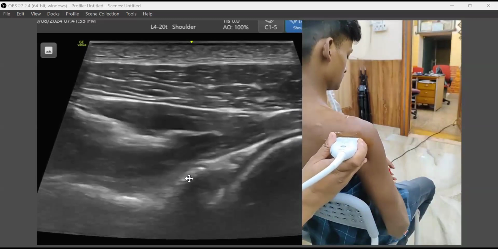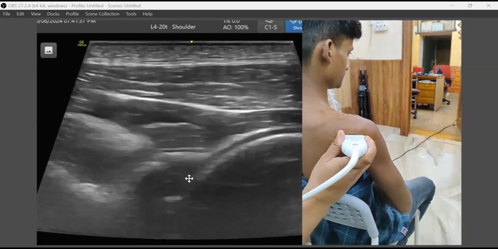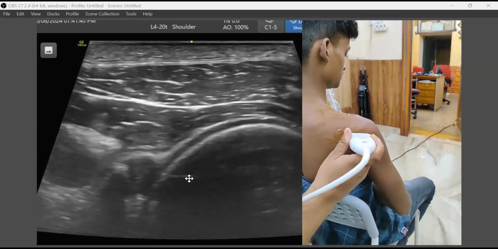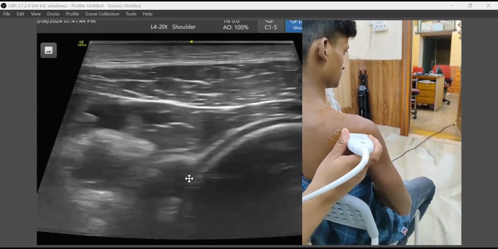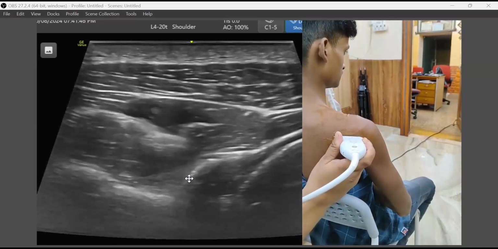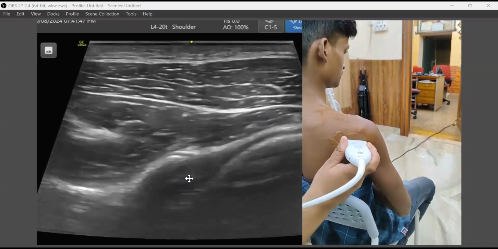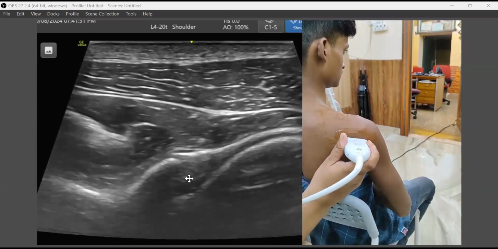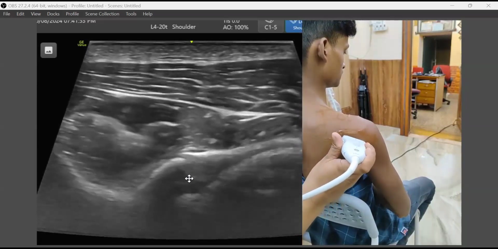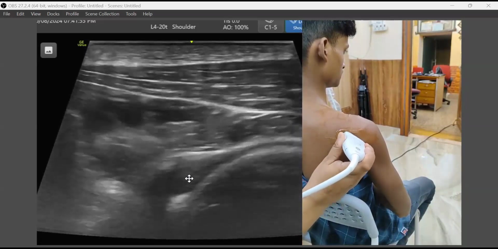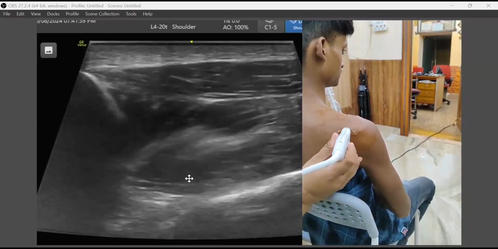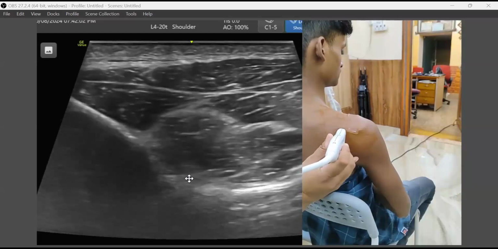Now another thing is also important. While examining infraspinatus, you put the hand in the internal rotation so that we can see beautifully the infraspinatus. Now let us move towards the cross section. So we are rotating the probe 90 degrees. Once rotated, we'll be able to see the infraspinatus fossa.